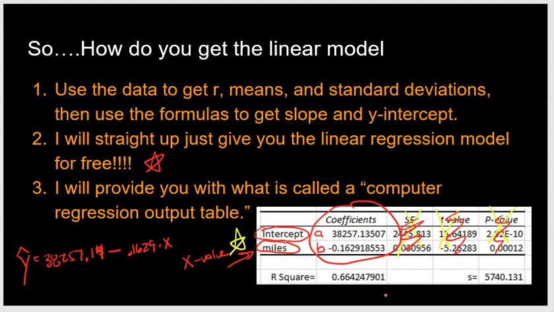Now, the other numbers in this table, R squared and S, we are going to learn in part 2 of this topic. So that's it for part 1. We learned why it's called a least squares regression line and why it truly is the best line. And we learned how to get the equation, how to get the linear regression model that we so covet. In the next video, we're going to talk a little bit about reliability. All right, guys, see you in video part B.